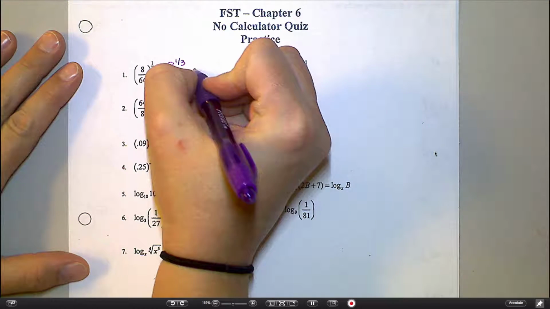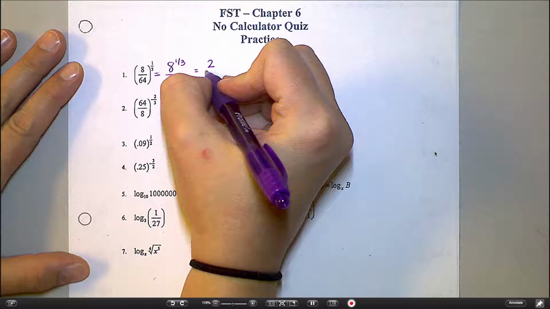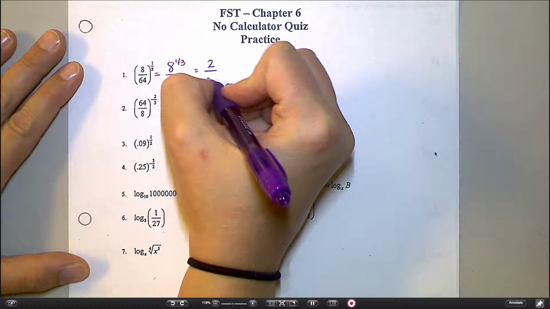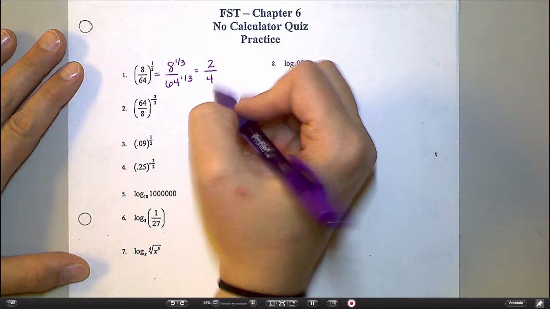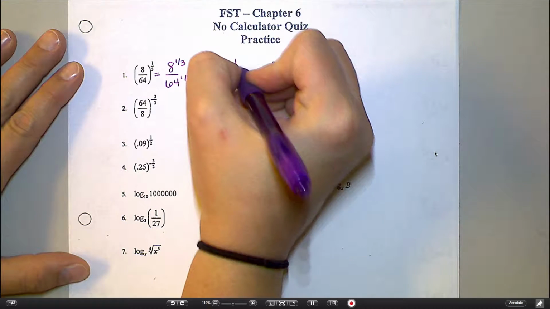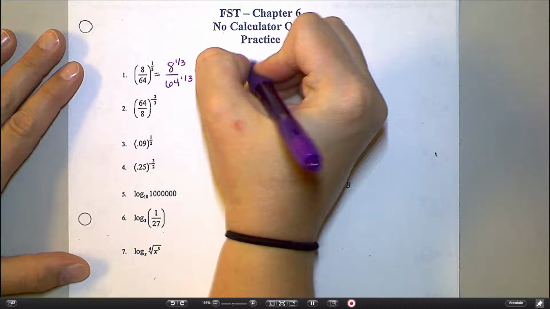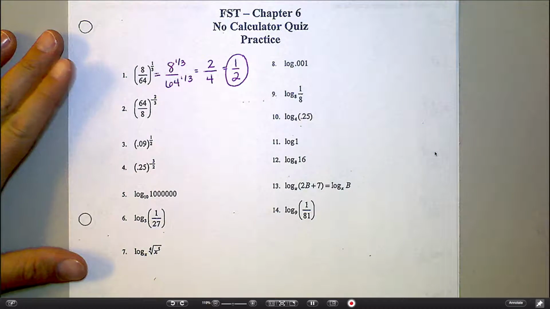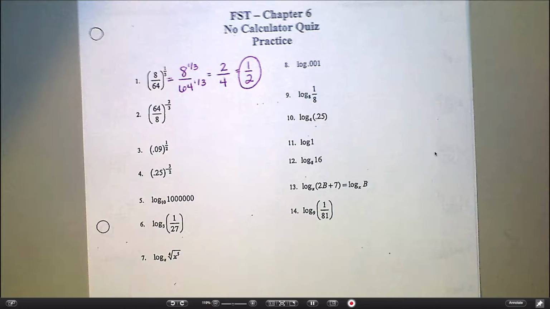So 8 to the 1/3 power is 2, because 2 to the 3rd is equal to 8. 64 to the 1/3 is 4, because 4 to the 3rd power makes 64. And then 2 over 4 reduces to 1/2, okay? So there's my final answer for that first one, okay? Now for the second one you'll notice looks really similar to number one.